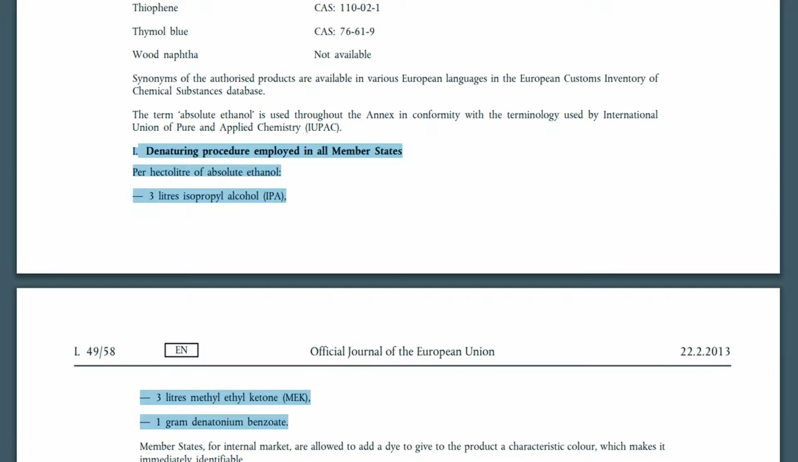3. Contemporary denatured alcohol. In February 2013, the European Union, together with the European Medicines Agency, came to an agreement that every single country in the European Union should have a standard for producing their denatured alcohol. From the multitude of different ways to produce this denatured alcohol came one method. That is, for every 100 litres of absolute alcohol, it must be denatured with 3 litres of isopropyl alcohol, 3 litres of methyl ethyl ketone, and 1 gram of denatonium benzoate. Now that is a tongue twister.